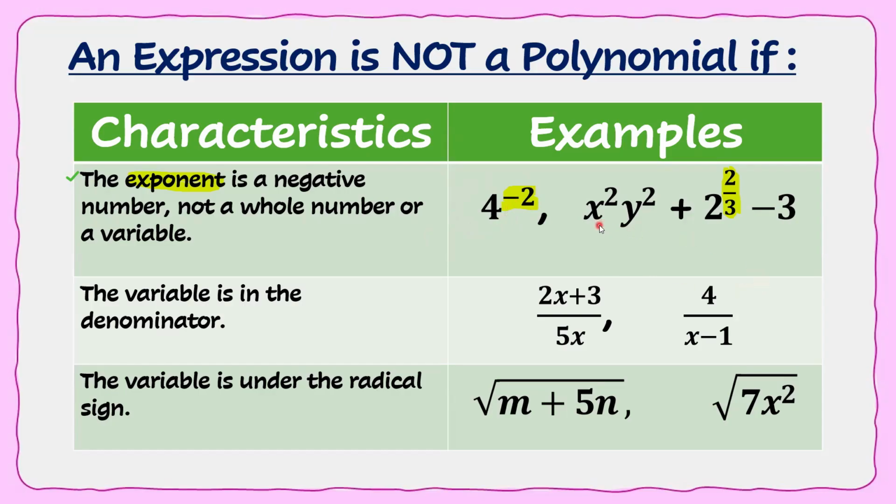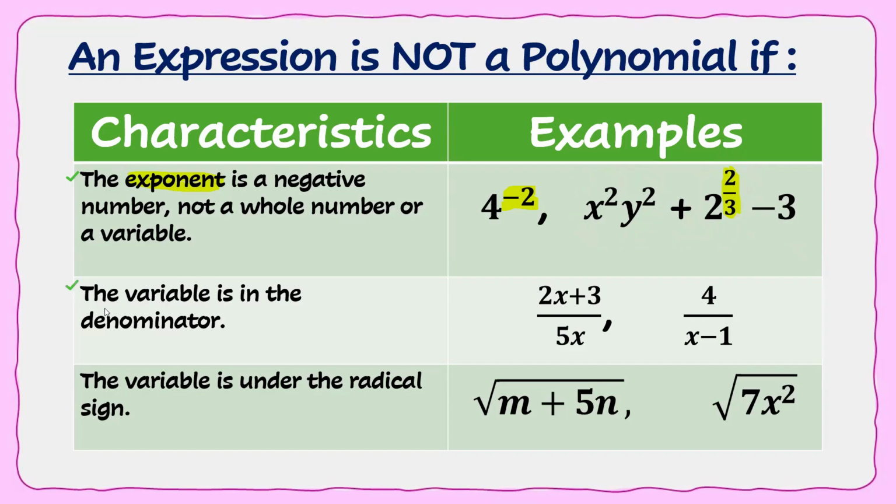Next example is x squared y squared plus 2 raised to 2/3 minus 3. Mind you that this expression has 3 terms. So x squared y squared is the first term. And look at the second term. It's 2 raised to 2/3. So the exponent here is not a whole number. It's a fraction. Therefore, it is not a polynomial.